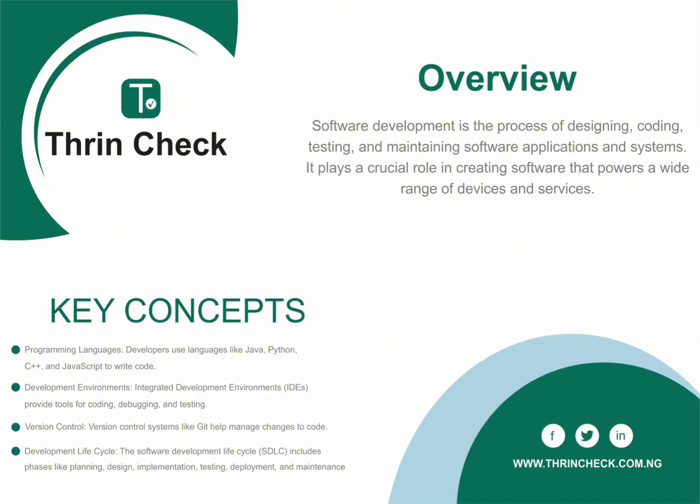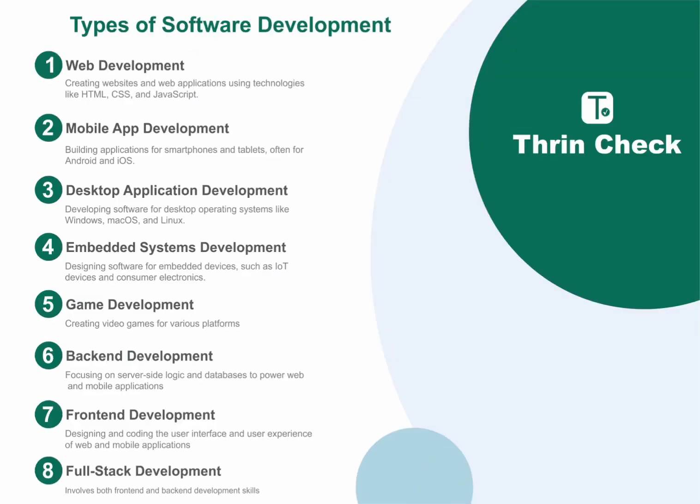The software development life cycle aims to produce high-quality software that meets or exceeds customer expectations, while staying within time and budget constraints. Now let's move on to types of software development.